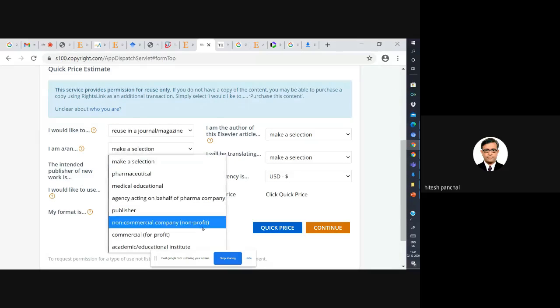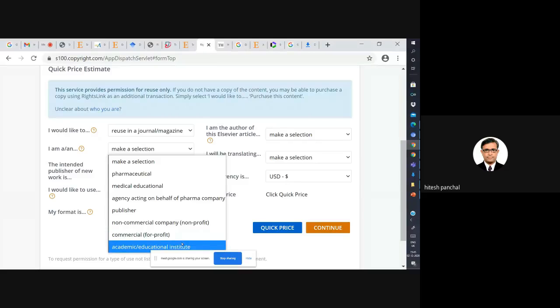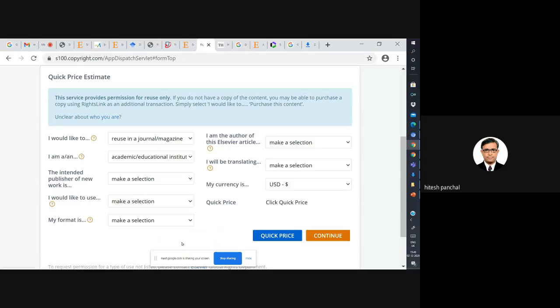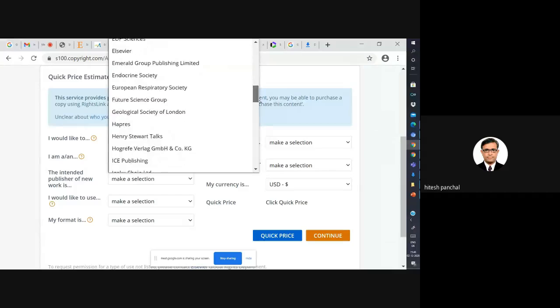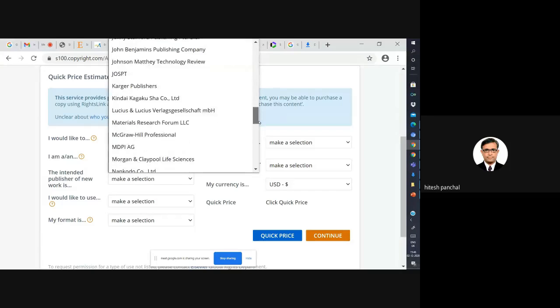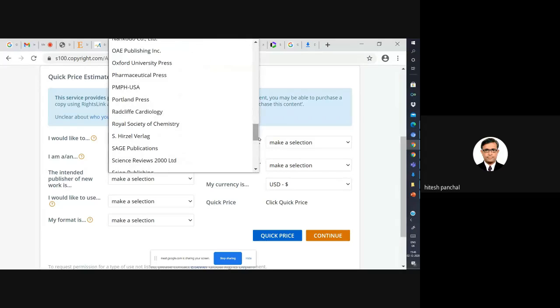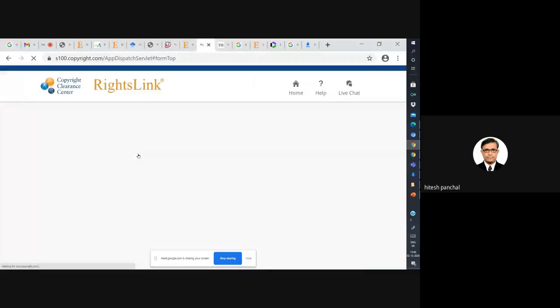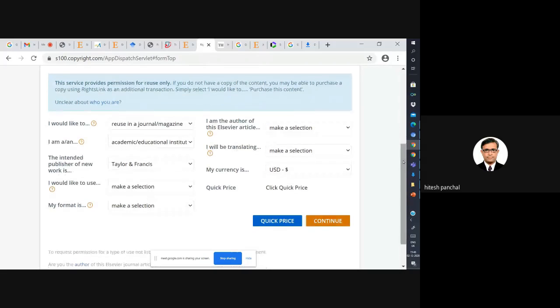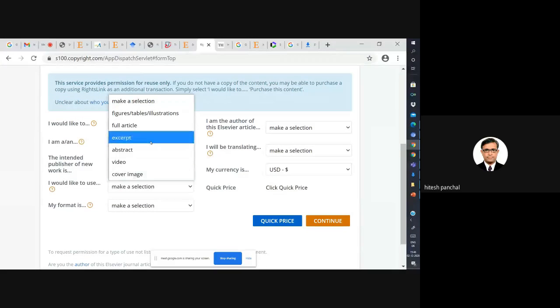Please always add the academic and educational institute, otherwise you have to pay the money. The intended publisher means I want to publish an article in a Taylor and Francis journal, so click on Taylor and Francis. Then I want to use only the figure. For the full article you can apply for permission too, but I want to use only the figure.